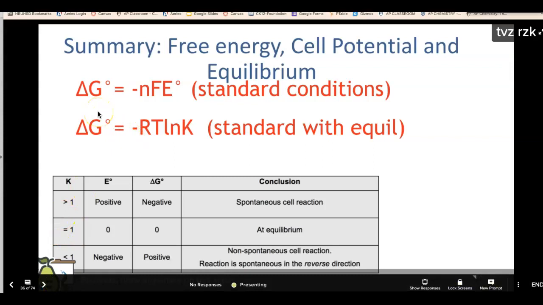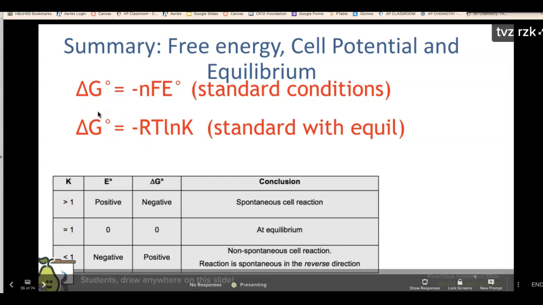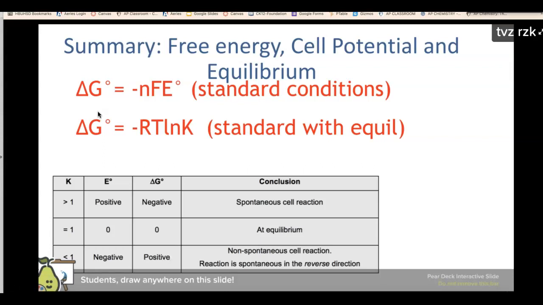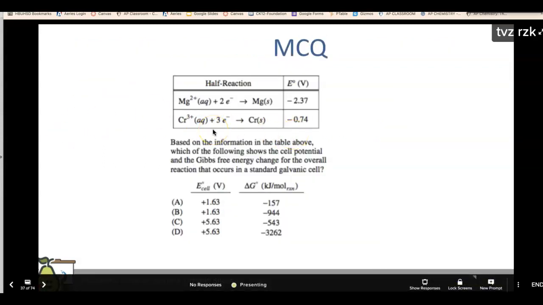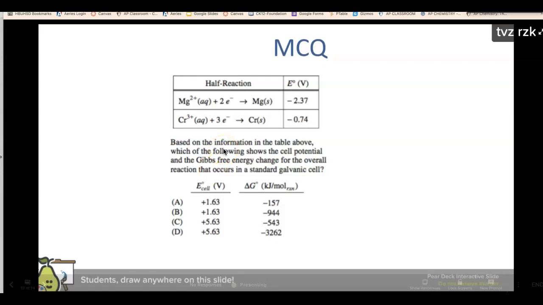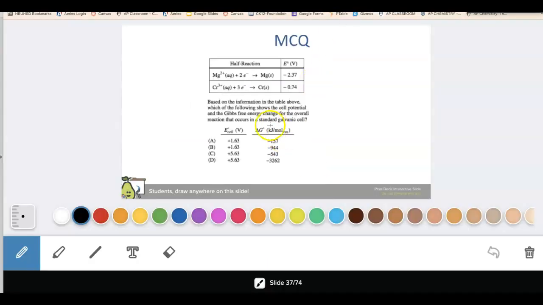So again, this is just signs and conceptual. And again, these are under standard conditions, 25 Celsius, 1 atmosphere, 1 molar. So let's do a practice problem, a multiple choice question from a couple years ago. It says, based on the information in the table, which of the following shows the cell potential and the Gibbs free energy for the reaction that occurs in a standard galvanic cell.